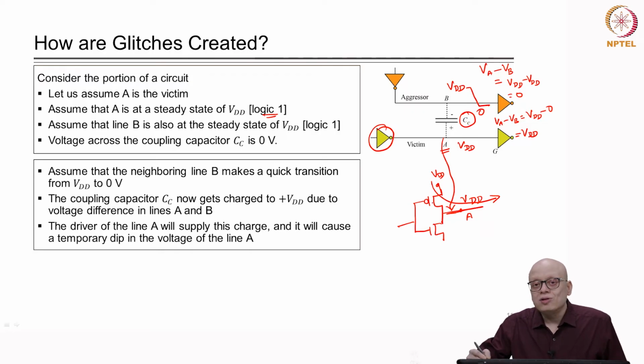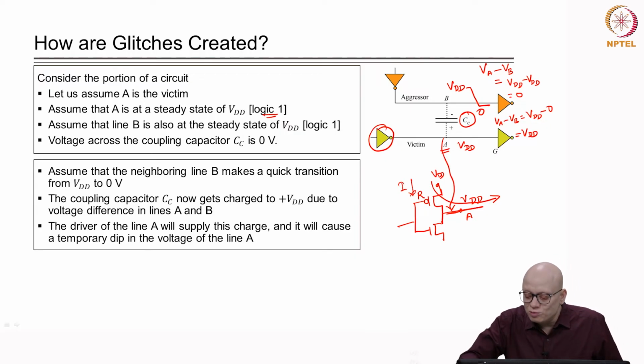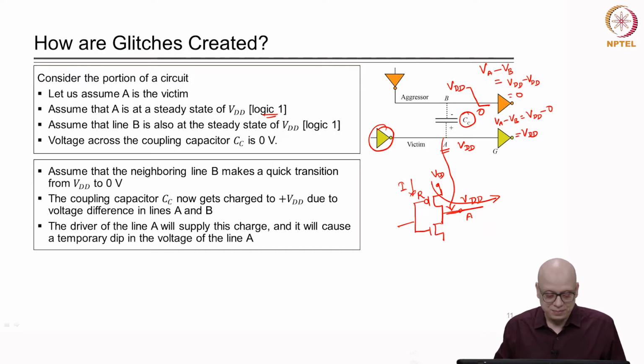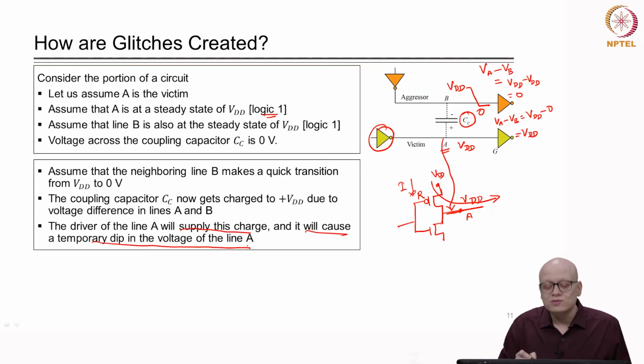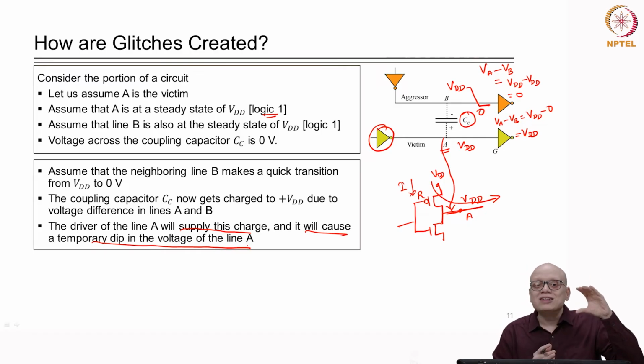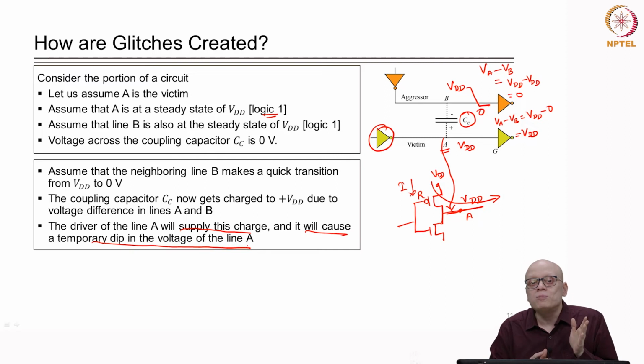Now, whenever the current is drawn, this PMOS is switched on, but still it will have some resistance, and because of that resistance the current is flowing. You can consider that there is a resistance R and the current is flowing, so there will be an IR drop, and because of that there will be a drop in the voltage of line A. The driver of line A will supply this charge and it will cause a temporary dip in the voltage of line A, because the PMOS shows some resistance, there will be some voltage drop through it when it is drawing current from the power line.